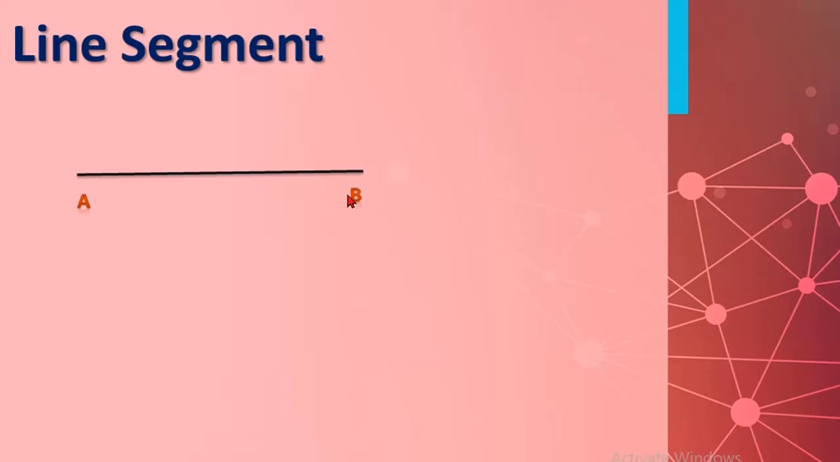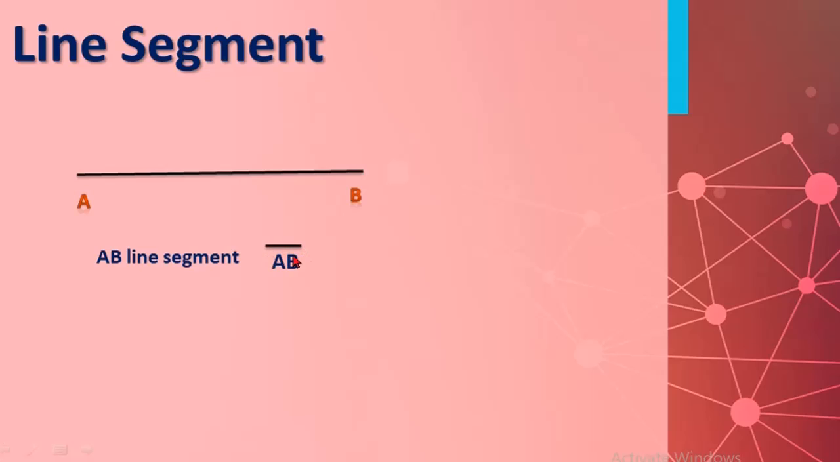As I already told you, points will always be named after the capital English alphabet. So we can name this line segment as AB. Here A and B are the two end points or terminal points of this line segment. So we can say AB line segment. In mathematical terms, we can write it AB, with a short line on the top.